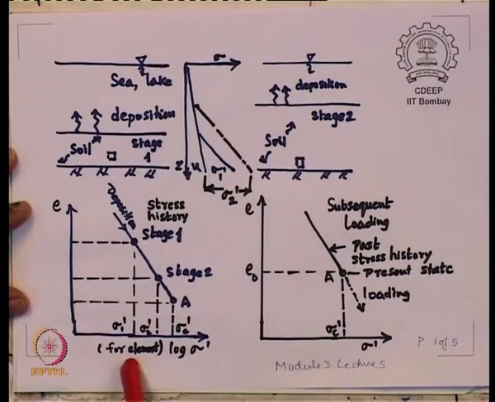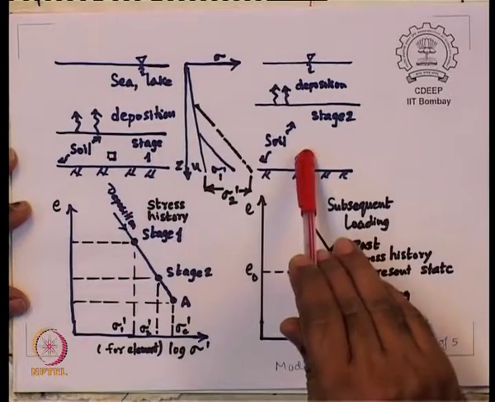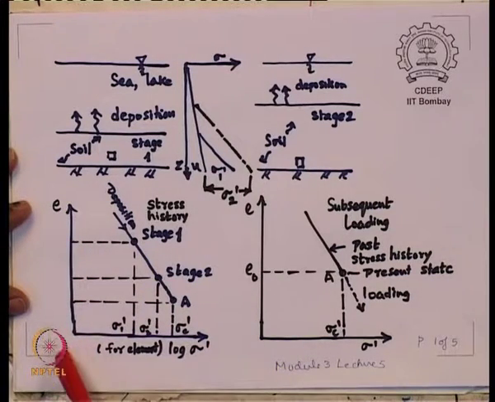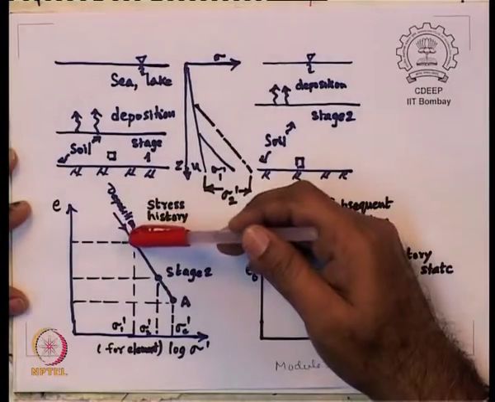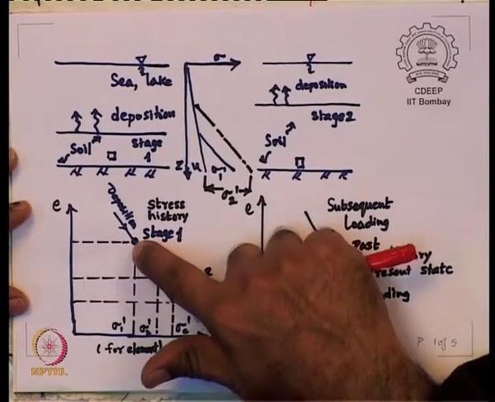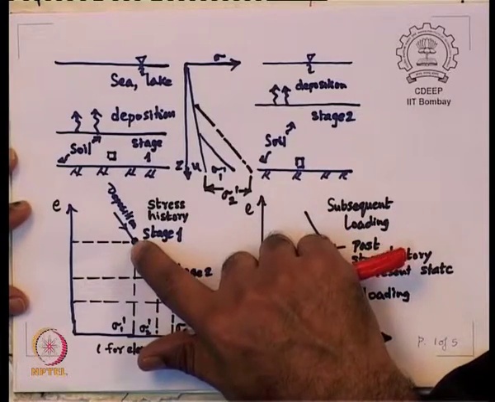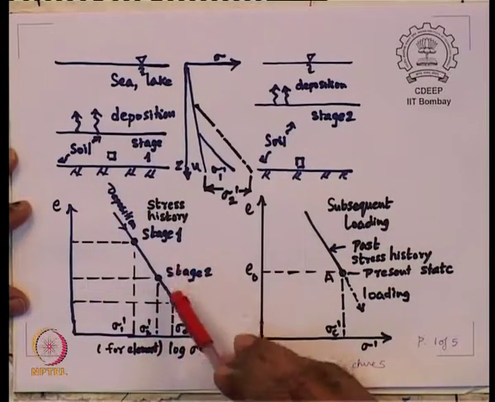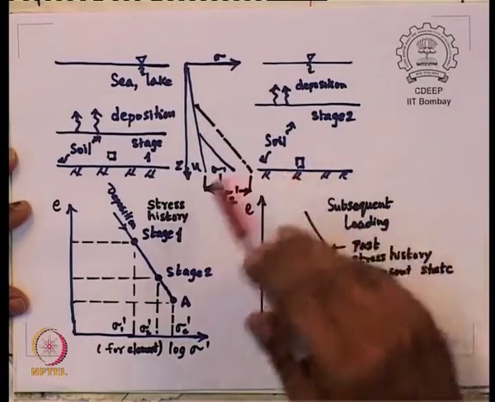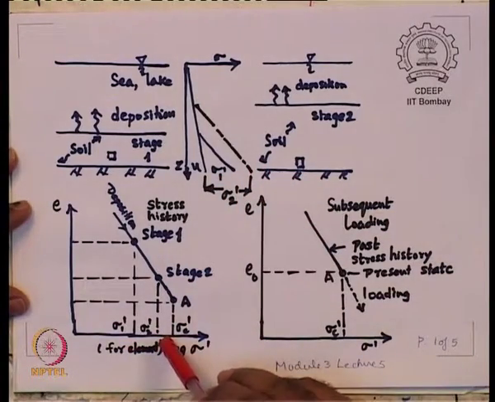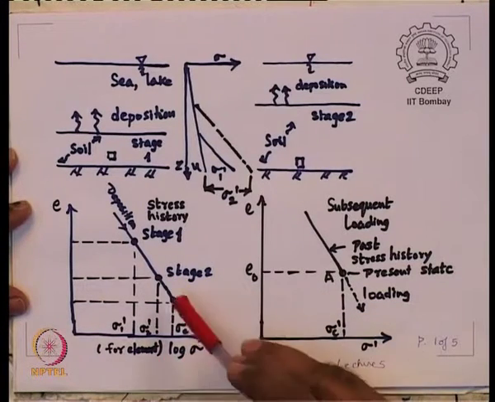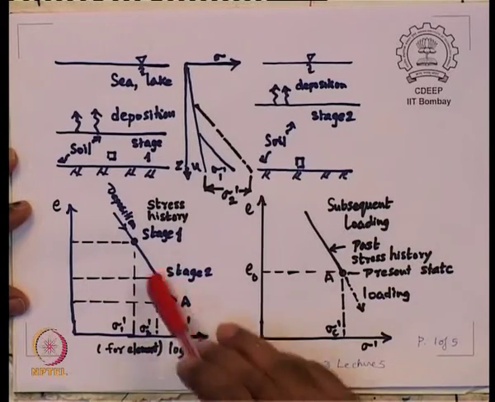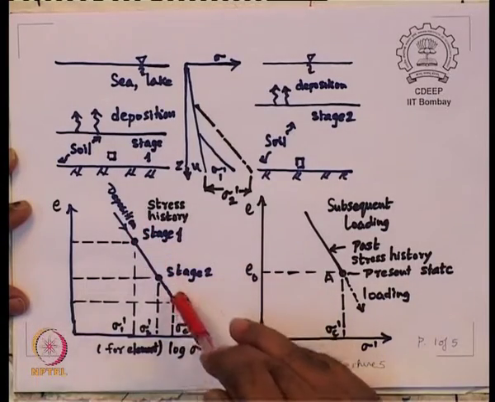This is plotted for the element here, for this element at a certain point selected in stage 1 and stage 2, as e versus log sigma dash. This is the stage 1 point, up to which the stress in element A is sigma 1 dash, because of the deposition of the soil. In stage 2, because of the stress increase from sigma 1 to sigma 2, delta sigma is the incremental effective stress. If point A is sigma c dash, that is the pre-consolidation pressure, then this is said to be in the normally consolidated state.